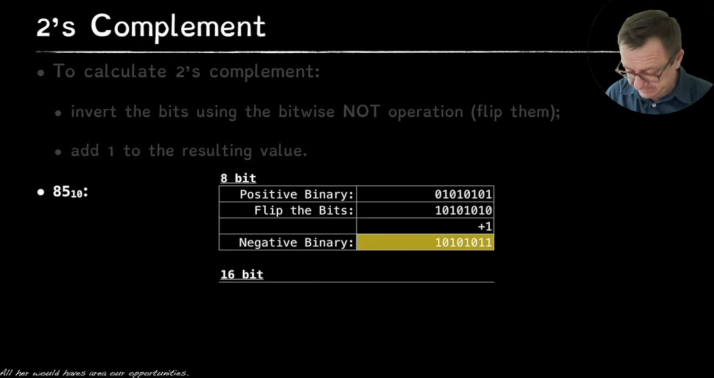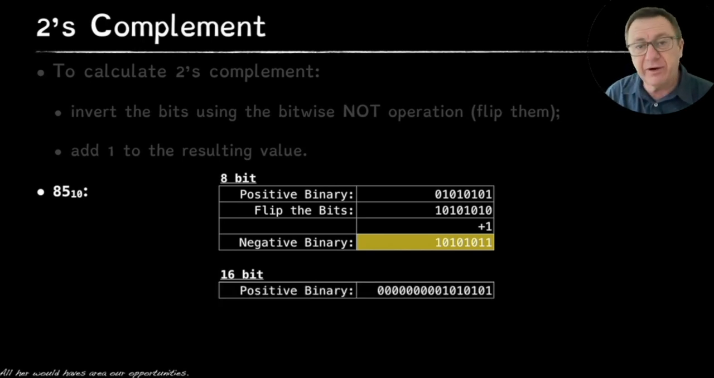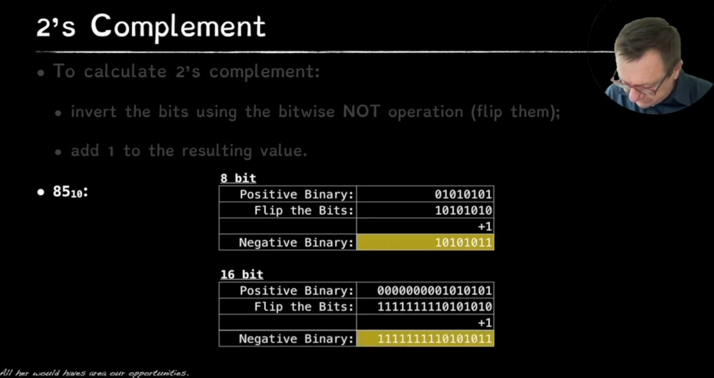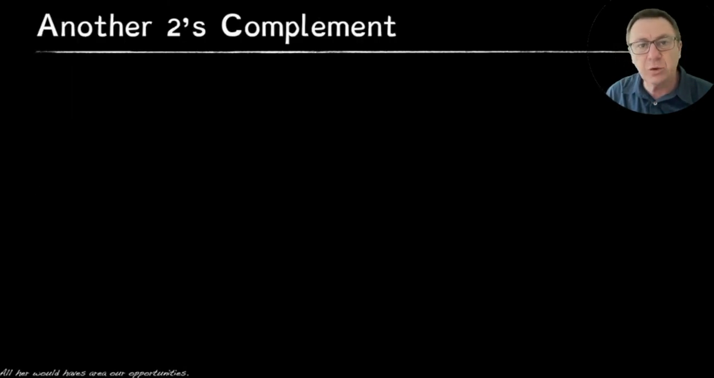16 bits. The positive binary is the same, but we've now padded it out with zeros. We flip the bits. Oh, that's changed things a little bit. Now we're going to add 1, and you see what we get. So, as a negative binary number, we've now done that. So that's how 2's complement is working.